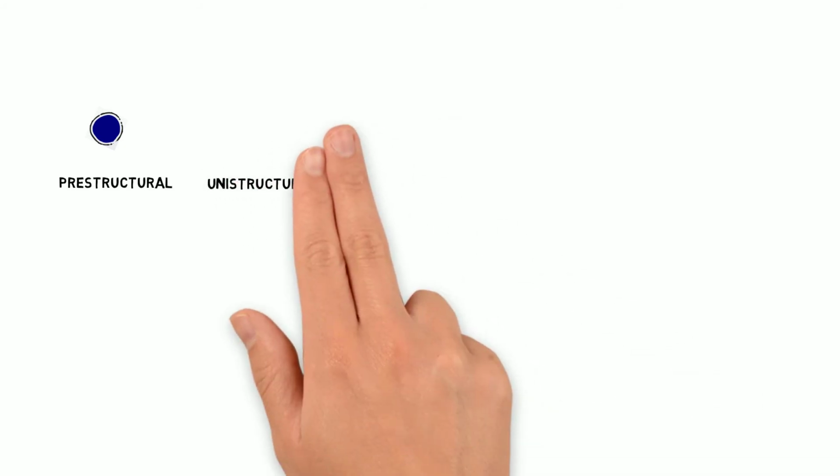The second stage of learning is unistructural. At this stage, one aspect of the task or topic is picked up. The learner is beginning to build up basic knowledge, understanding, or a skill, but this understanding is limited and stands on its own, disconnected to anything else.